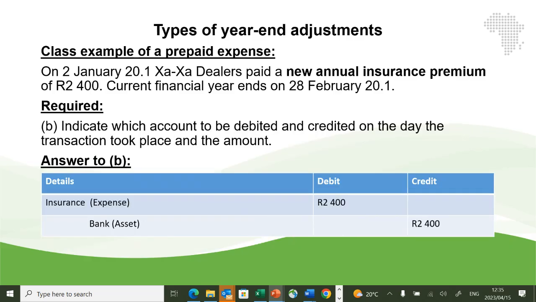B: we were required to indicate which accounts are to be debited and credited on the day the transaction took place. Remember, when you make a payment out as a business, our bank is an asset. I've shown you that assets increase on the debit and decrease on the credit side. So when we make a payment, our bank account is reducing, which means we need to credit it. That's why here we are crediting the bank.